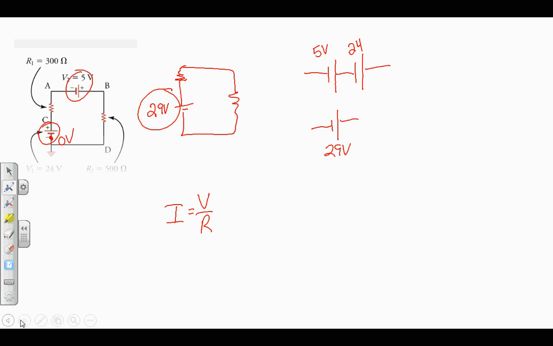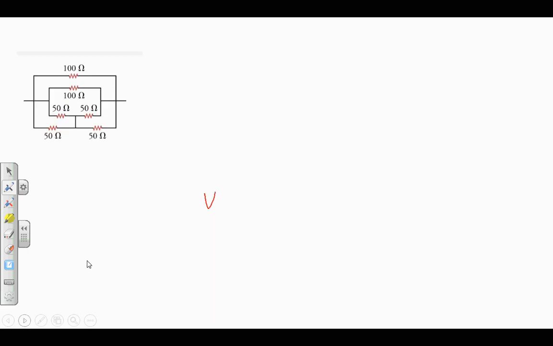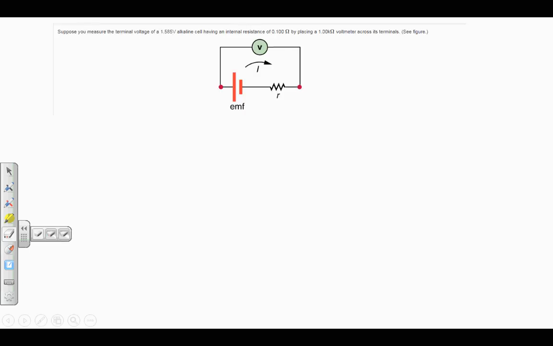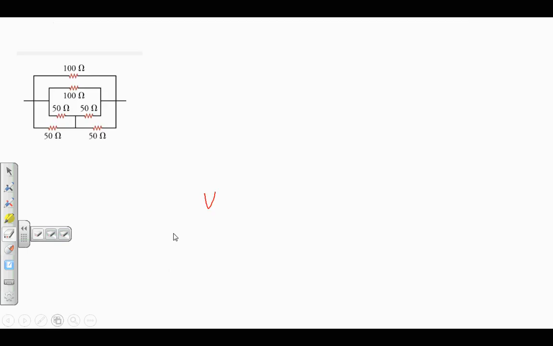Let's look at this one. Only one student has asked me about this one, but I think it's kind of difficult. Don't y'all think it's a little bit difficult? No. You don't think it's difficult? I thought it was difficult.